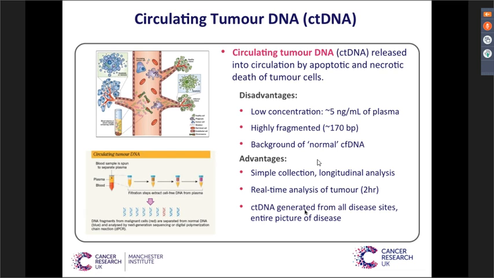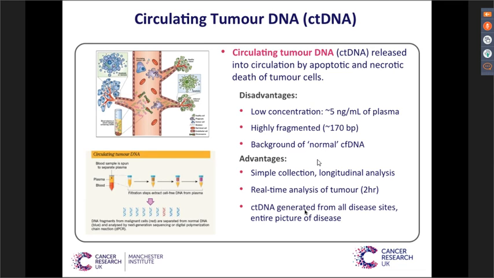And the biggest difficulty with working with circulating tumor DNA is the background of normal cfDNA that comes associated with it. So normal cells in your bodies are obviously dying and being replaced, and it's this normal cfDNA background that can dilute out the tumor fraction that you're interested in and pose technical difficulties. The advantage of circulating tumor DNA, compared to CTCs, for instance, is that it's much simpler to collect. And again, it's a blood sample, so you can do longitudinal analysis. It really does show real-time analysis.